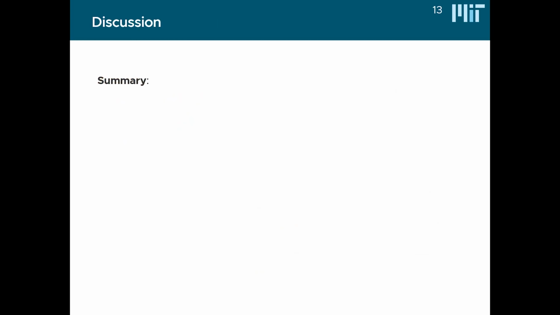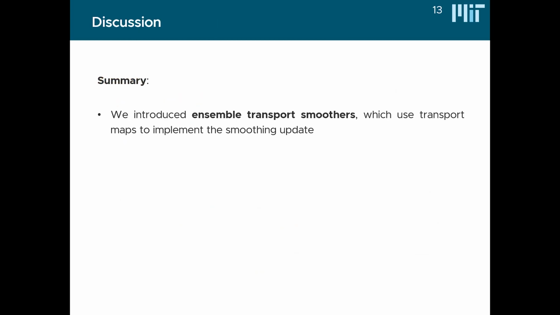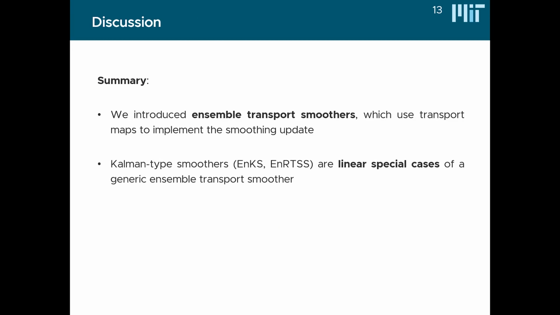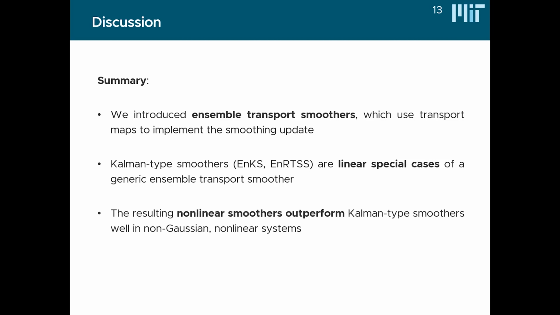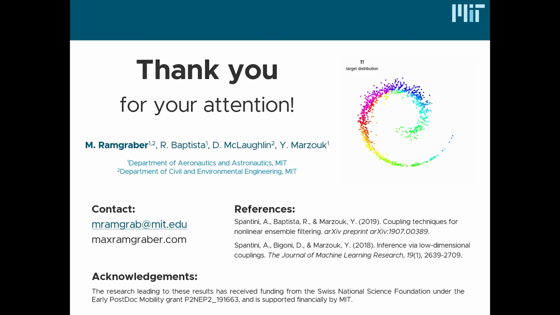This brings me to a summary of our talk. In this talk, we looked at ensemble transport smoothers, which use triangular transport to implement the fundamental smoothing update. We found that existing Kalman-type smoothers are just linear special cases of this generic ensemble transport smoother, and if we capitalize on the ability to use nonlinear update functions, then we get more powerful performance in non-Gaussian and nonlinear systems. And this brings me to the end of the talk.